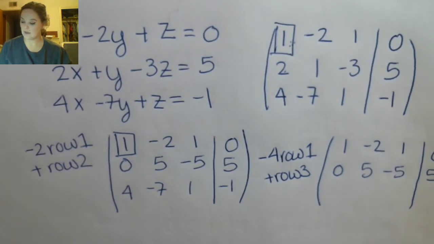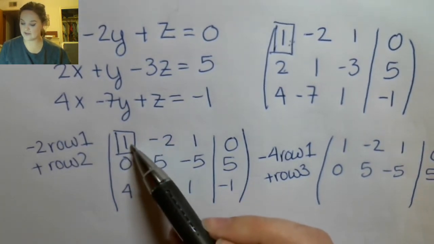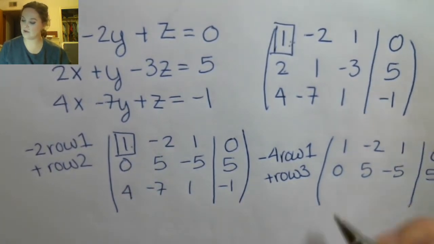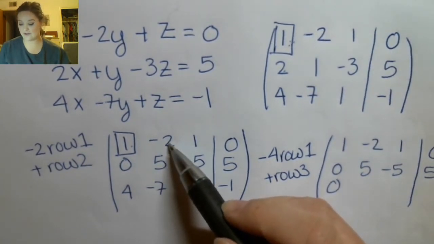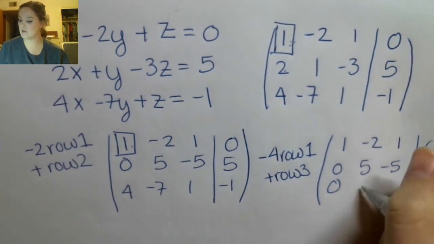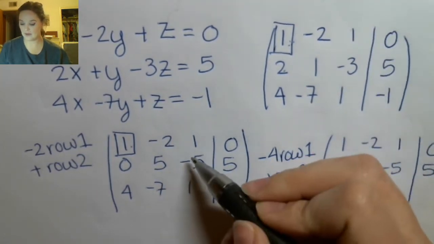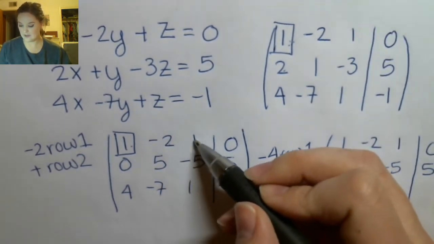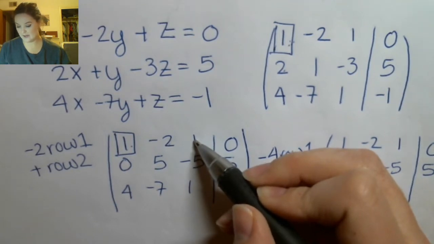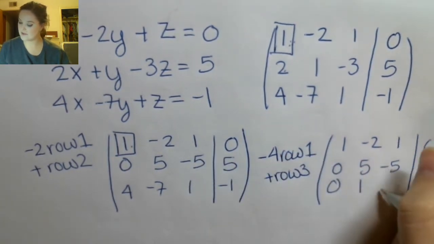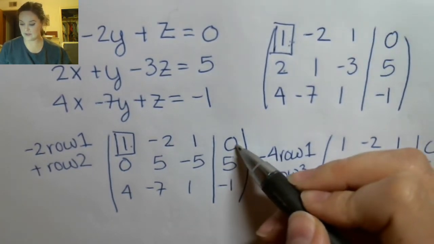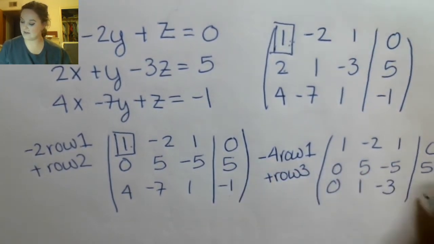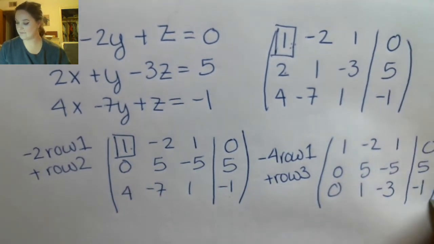Okay, so here I'm going to do 1 times negative 4 plus 4 is 0. Negative 2 times negative 4 is 8, plus negative 7 is 1. Negative 4 times 1 is negative 4, plus 1 is negative 3. 0 times negative 4 is 0, plus negative 1 is negative 1.